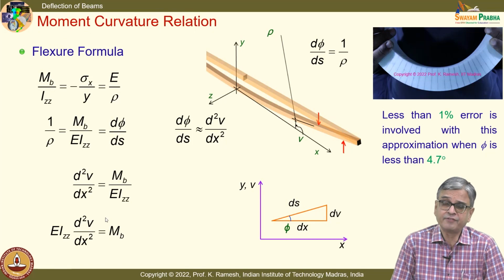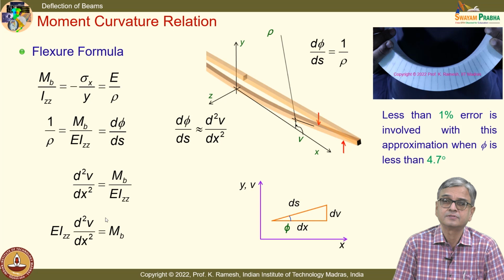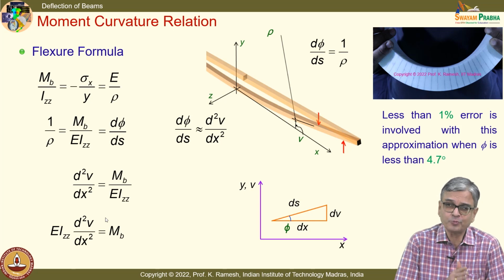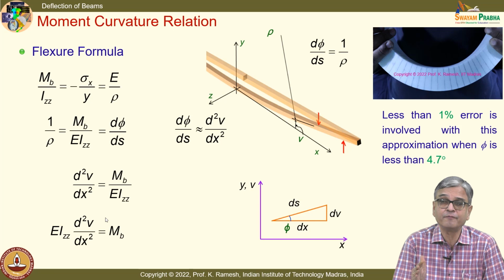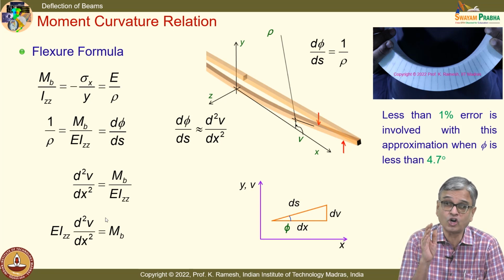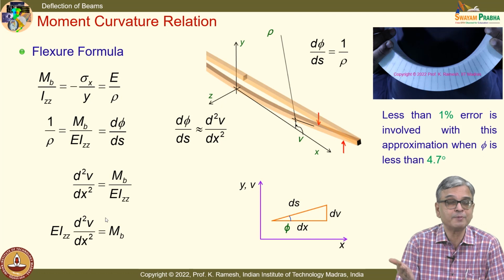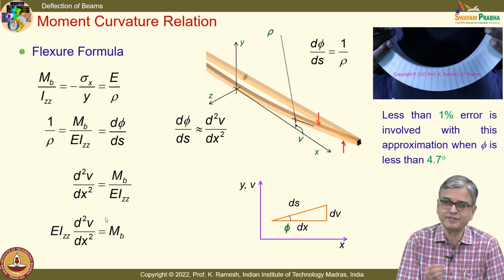Mind you, this is developed for pure bending. Is the idea clear? We develop it for pure bending, but we apply it for a situation where the bending moment is varying. When does the bending moment vary? The moment you have even a constant shear force, like in the case of a cantilever beam or a 3-point bend beam, your bending moment varies. That's the simplest variation you can think of.